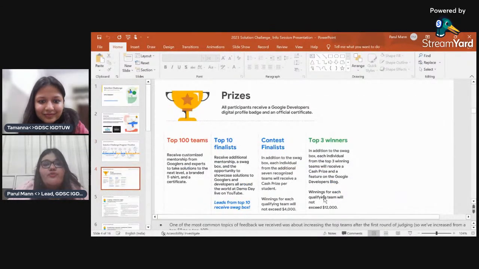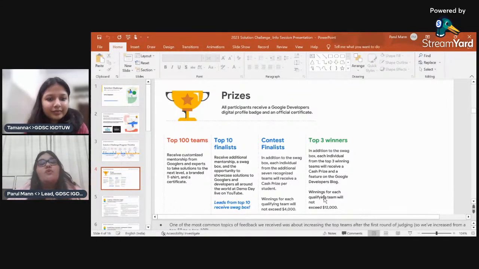Now, moving on to the prizes. Since it is a huge event, the prizes are also very big. The top 100 teams receive customized mentorship from Googlers, so people who've been working at Google, and experts to take their solutions to the next level, that is, launch it in the market or deploy it so that people can use it. Similarly, how there are so many Google apps that are in production, we have Google Maps and things like that, that is the level they will help you take your app to. And they'll get a branded t-shirt and a certificate.